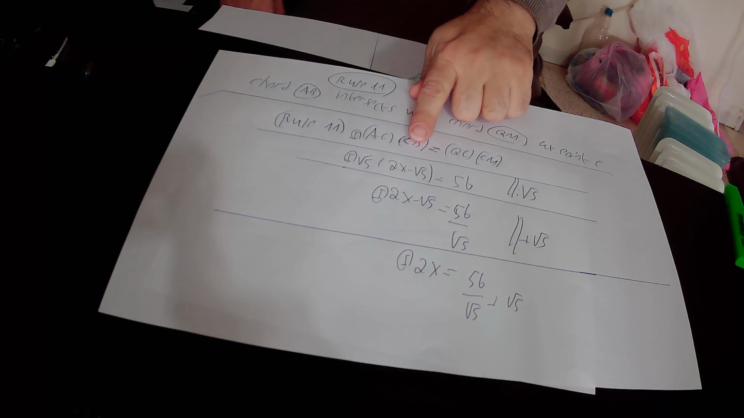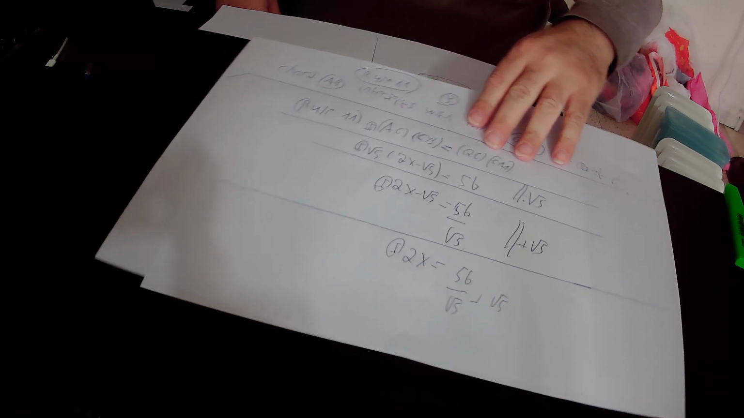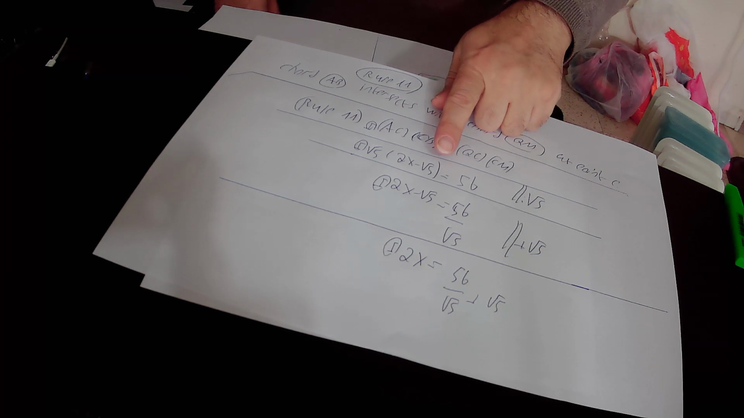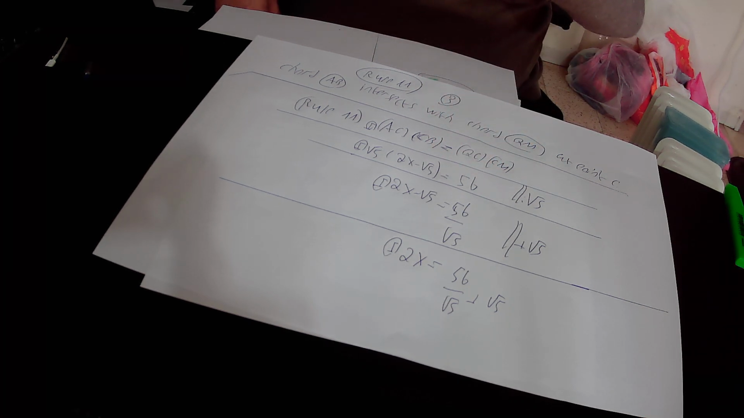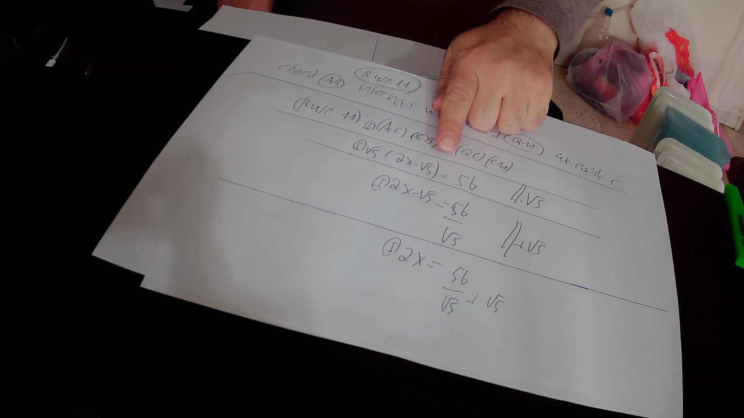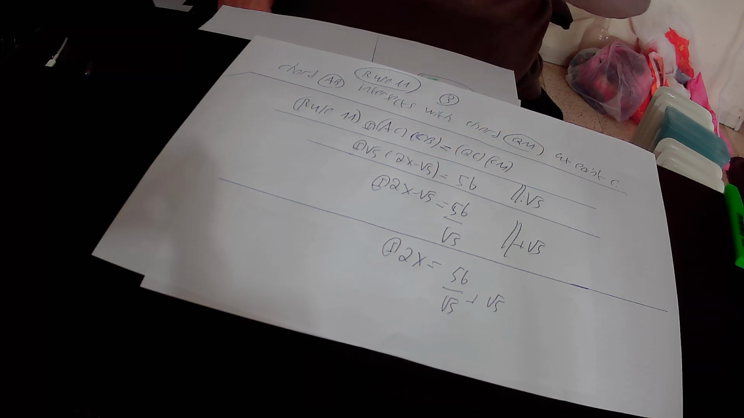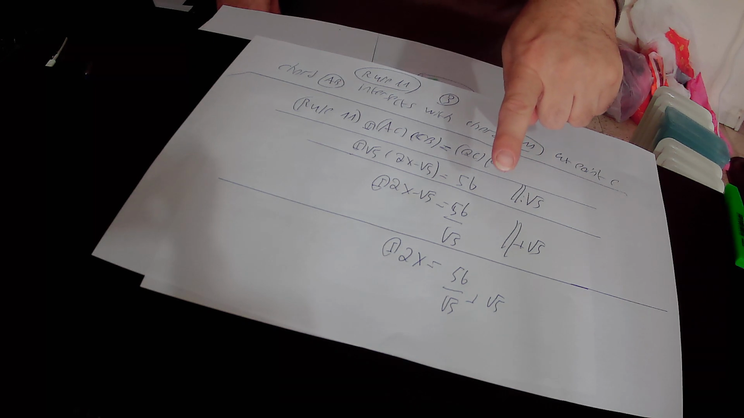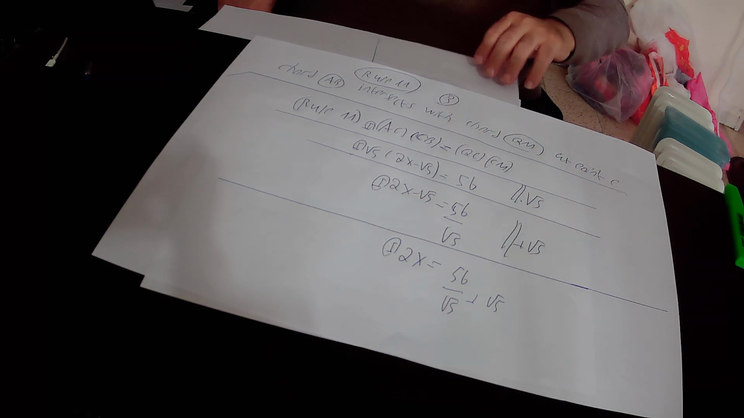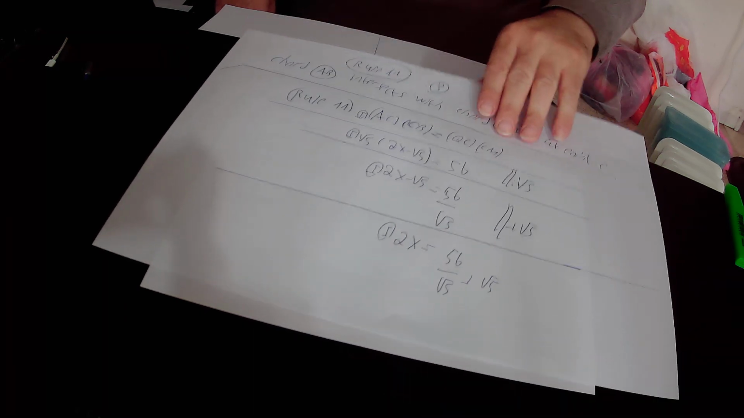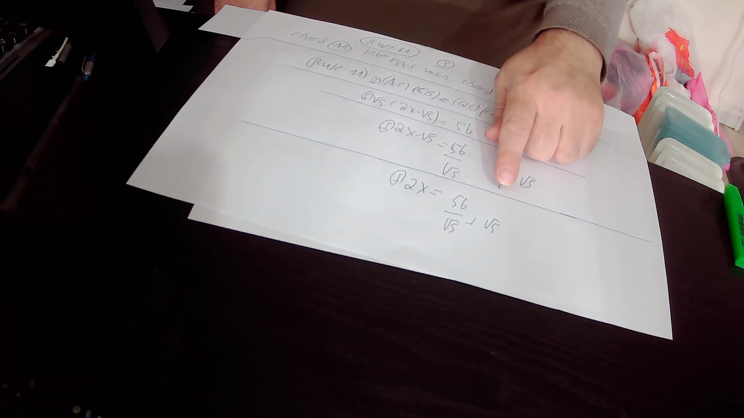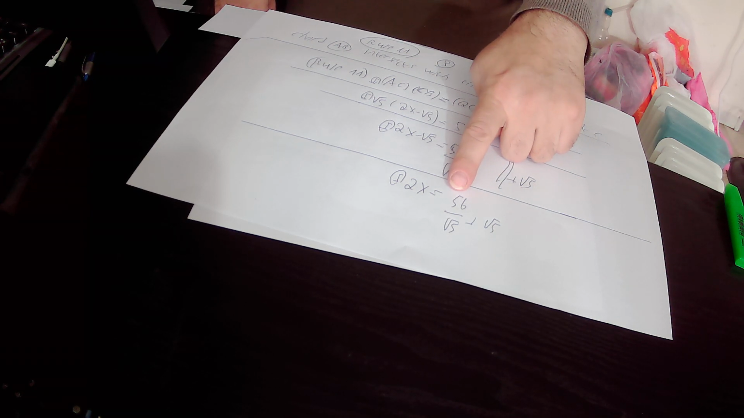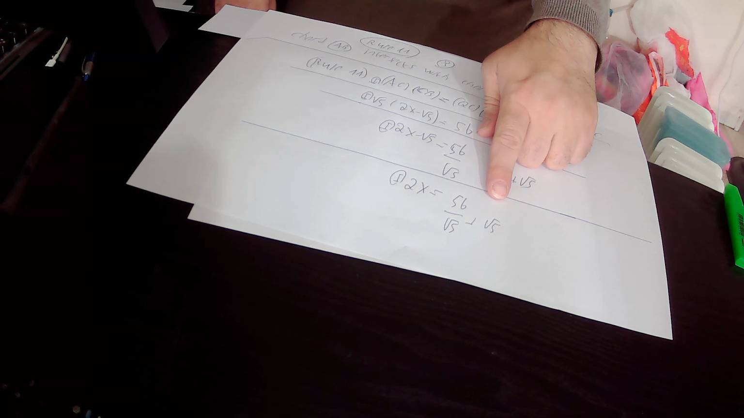Here we divided equation number 1 by the square root of 5 and found that 2x minus the square root of 5 equals 5b over the square root of 5. Then we added the square root of 5 to this equation and found that 2x equals 5b over the square root of 5 plus the square root of 5. In order to have a common factor, we multiplied the square root of 5 by the square root of 5 and then divided by the square root of 5.